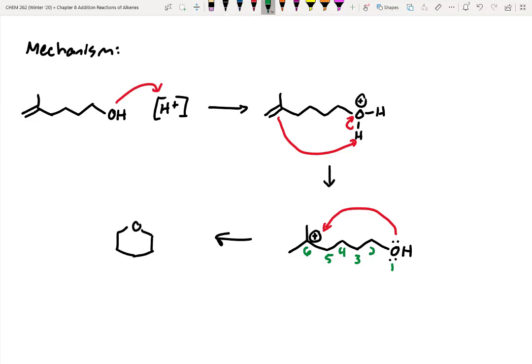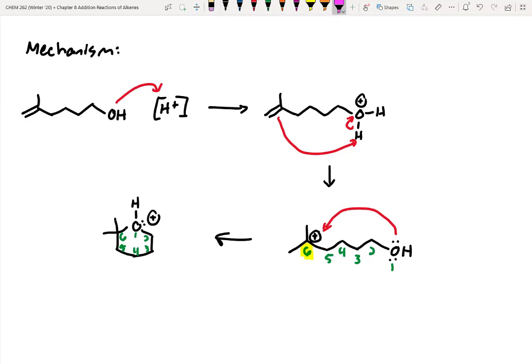So it's going to look like this, where we've got 1, 2, 3, 4, 5, 6. And if we look at carbon 6 over here, carbon 6 with the positive charge also has 2 methyl groups coming off of it. Now it's starting to look a lot like our final product, because our final product had a ring system with oxygen and it had 2 methyl groups coming off of it.